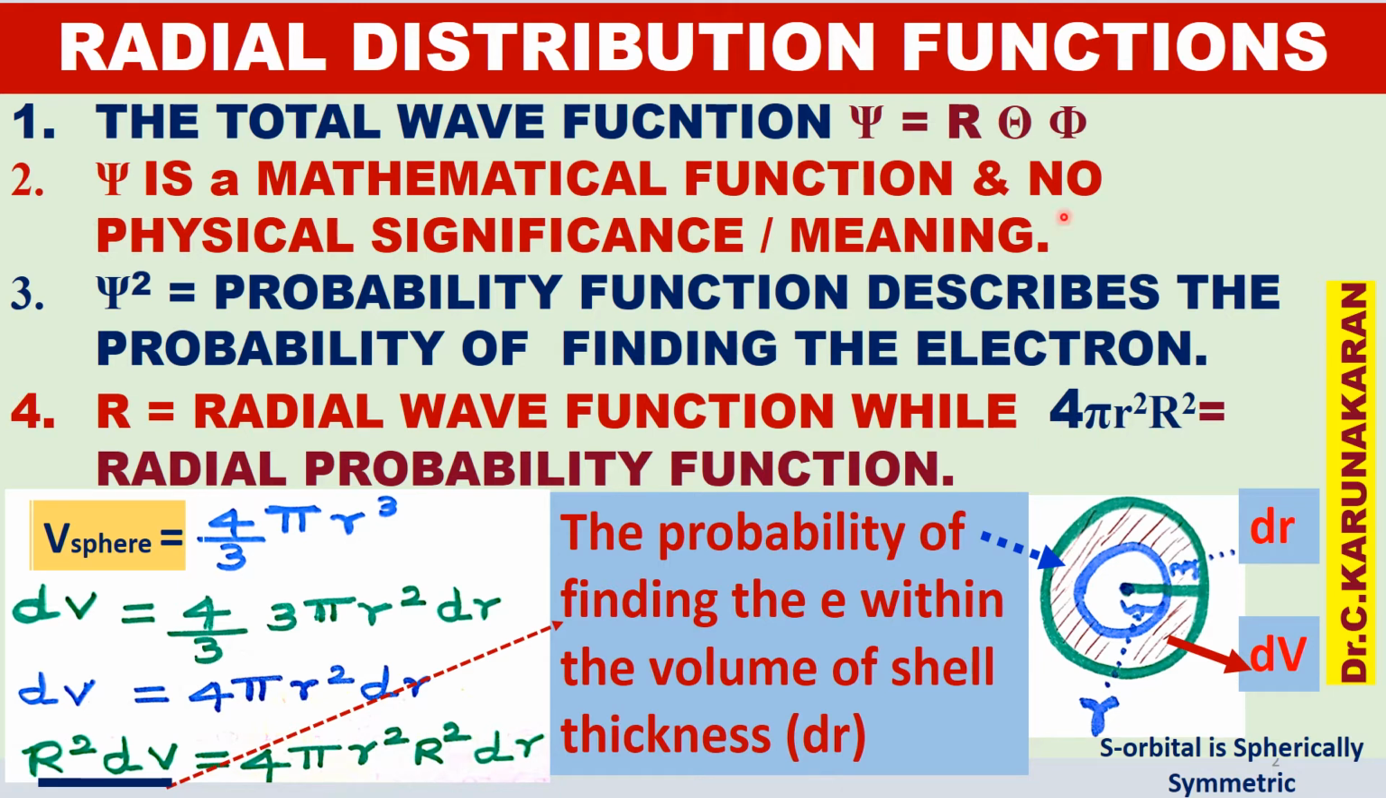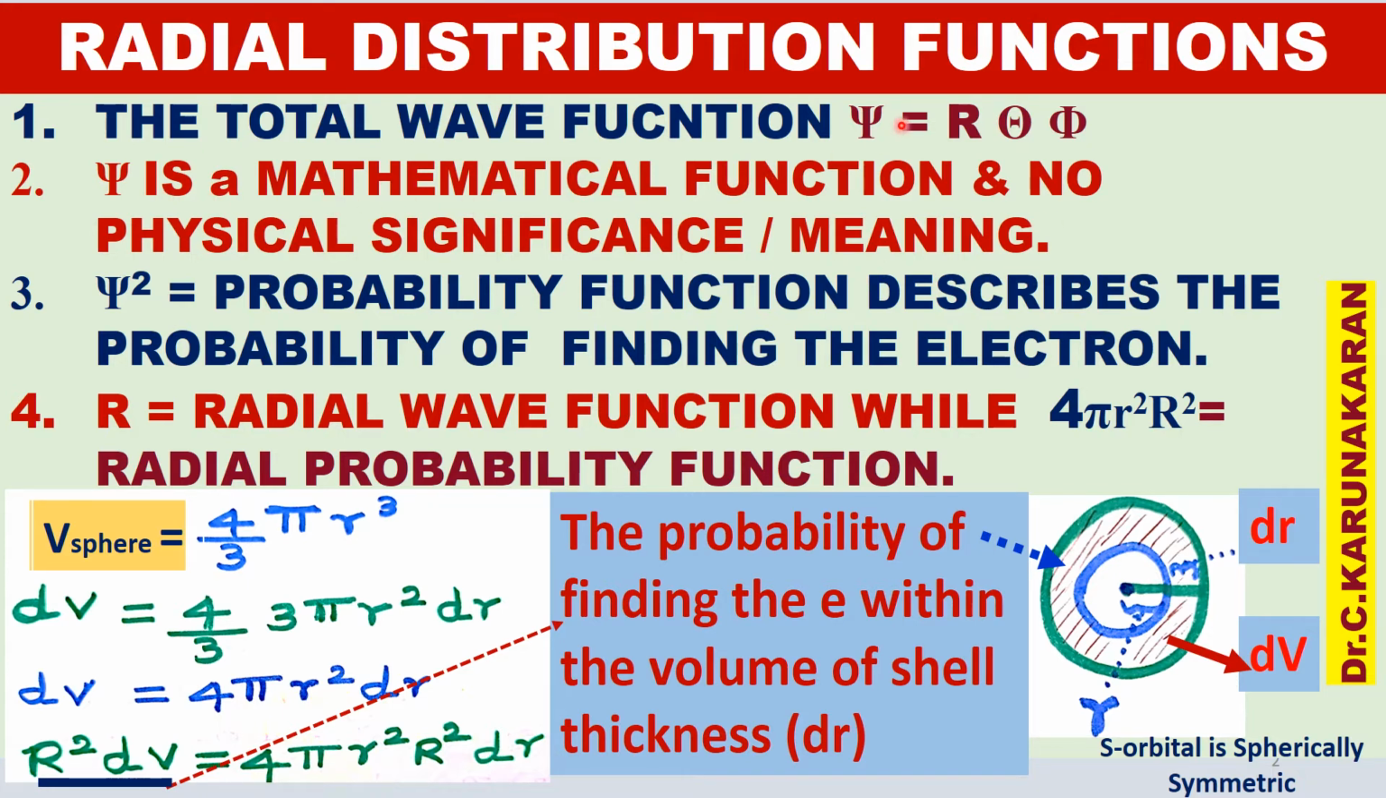Before that, how is the total wave function obtained? The total wave function is represented by psi equal to R capital Theta capital Phi, where R is the radial wave function, and Theta and Phi are called angular wave functions. The total wave function is obtained by solving the Schrödinger wave equation of the hydrogen-like atom or hydrogen atom. We have earlier studied this in the hydrogen atom problem. Please study the hydrogen atom problem thoroughly.